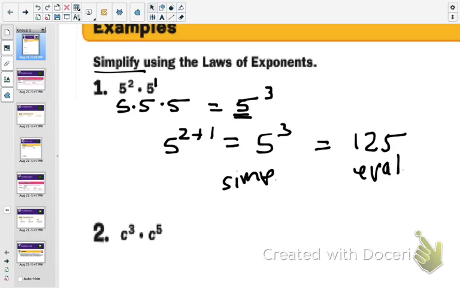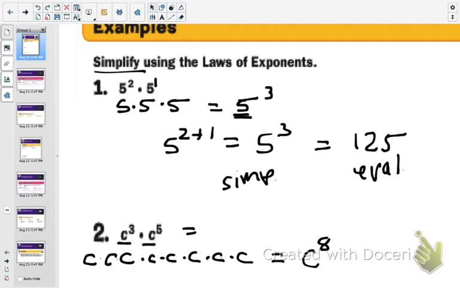Okay, we can do the same thing with variables. So we have c to the third times c to the fifth. Again, c to the third is c times c times c. C to the fifth is 5 of these, c times c times c times c times c. So if you notice, we have a total of 1, 2, 3, 4, 5, 6, 7, 8 c's. So this is the same as c to the 8th. Again, our base is the same, they're both c. So our base will stay c, and then we'll just add the exponents. So 3 plus 5, which comes out to be c to the 8th.